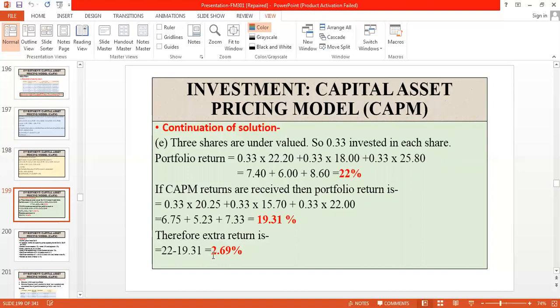And just the contrary will happen if we take the last two securities, which are actually overpriced, and sell them. Then definitely our return from the revised portfolio will improve. So in this way, a portfolio manager can better his security portfolio combination.